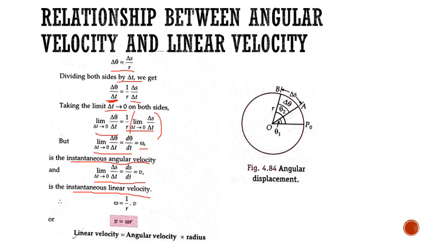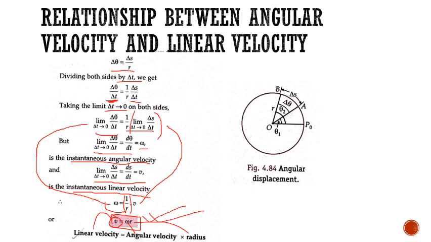So I can substitute the values here. This limit del theta by del t will be your omega, 1 by r stays as it is, and limit delta t tends to 0 del s by del t will be your velocity v. I can send this r to the other side, therefore I can write v equals omega r. Therefore linear velocity v equals angular velocity omega times the radius. This is an important relation, v equals omega r.